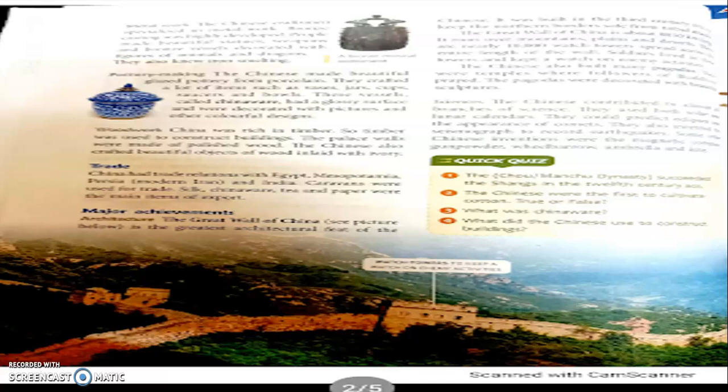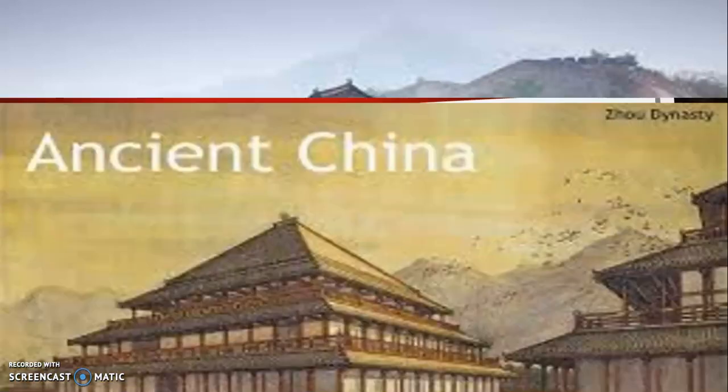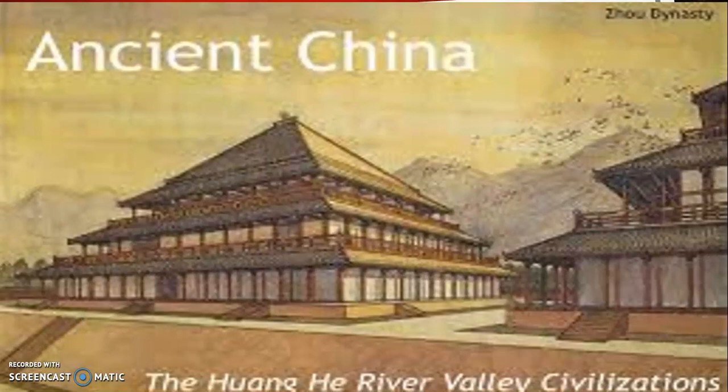Now come to the next topic, that is major achievements. In architecture, the greatest achievement of the Chinese was the Great Wall of China. Great Wall of China was built in the 3rd century BCE to protect China from tribal attacks. You can see the picture of Great Wall of China. Chinese also built many pagodas. Here you can see the picture of a pagoda. Pagoda means a Buddhist temple.